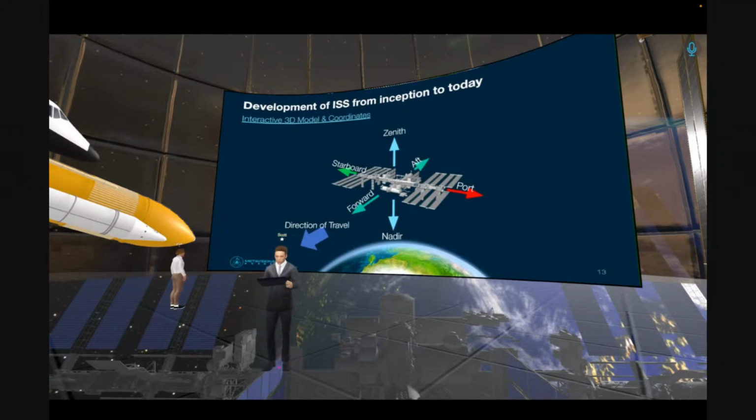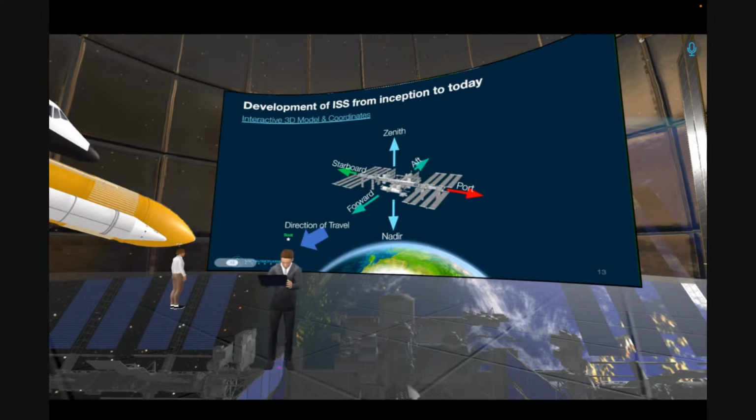Does anyone know that one? It's a little tough, but it's called zenith. And then the direction that is facing towards Earth is called nadir. So these terms are important because they're used on the International Space Station to orient yourself. And when we see some videos of the space station, you'll see these words on the walls because they help the crew orient themselves when they're inside.